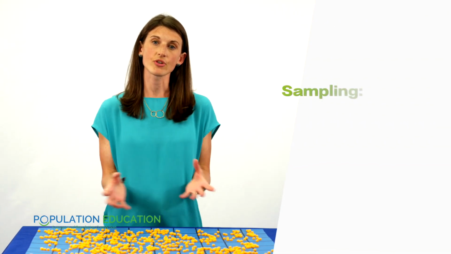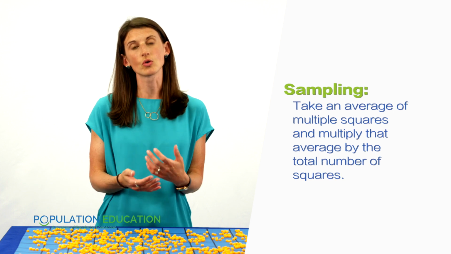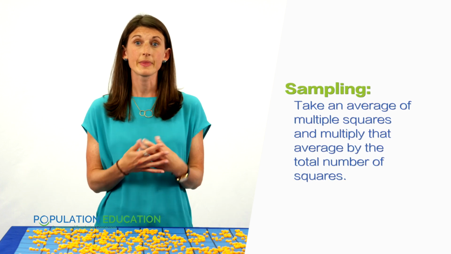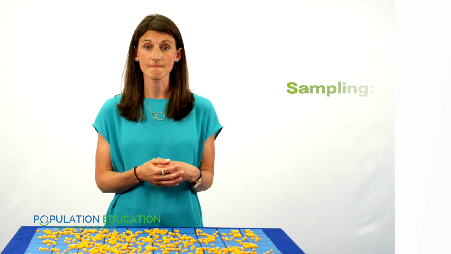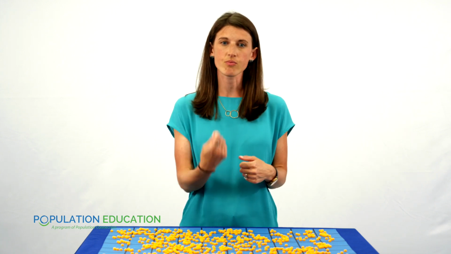If they don't come to it on their own, tell students that one way to get a more accurate estimate is to take an average of multiple squares and then multiply that average by the total number of squares. This is a method called sampling. Now, 5 students will go fishing in our sea by throwing their tokens on the grid and collecting the fish from the square where their token landed.